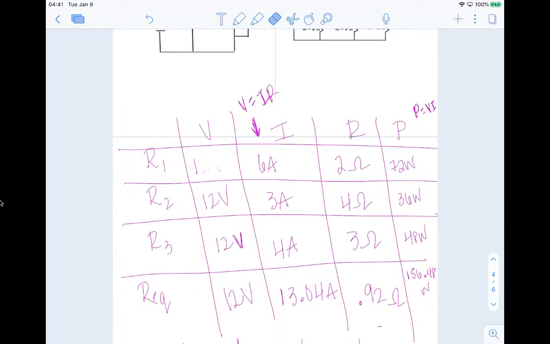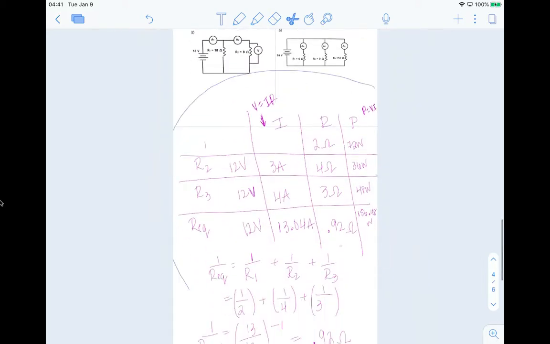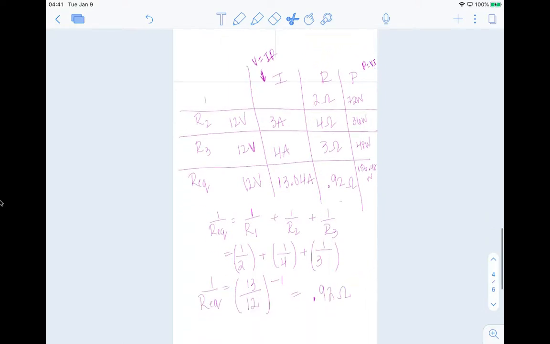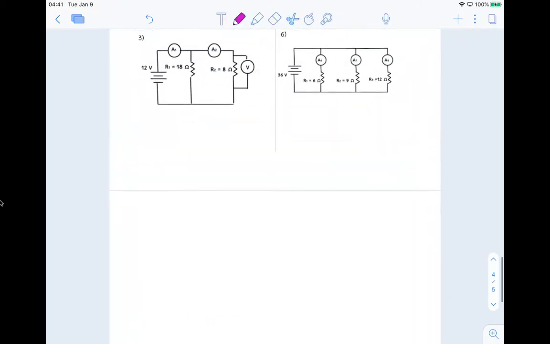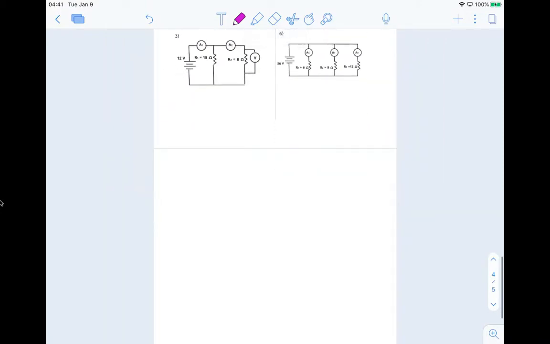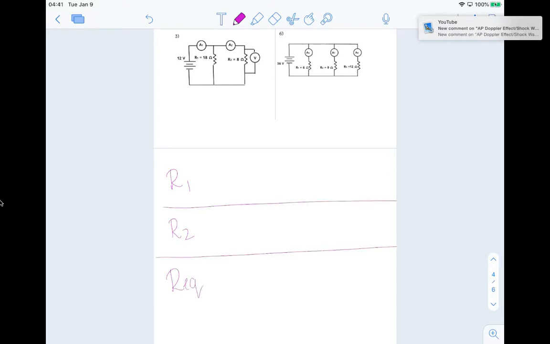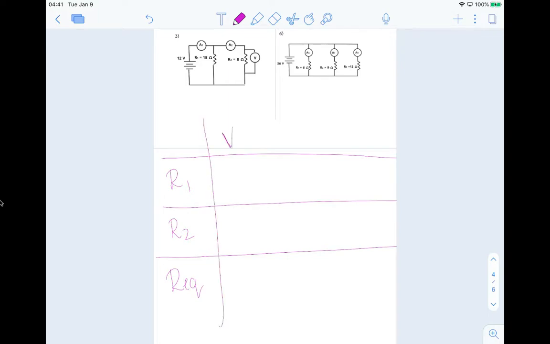It's probably easier if we just start from scratch real quick. If I can get a hang of how to use this pen. There we go. Way easier than what we were just doing. All right, so for number 3, we have 2 resistors, which means that we have to have R1, R2, and Req. We have V, we have I, we have R, and we have P. I did leave some space there, that's fine.